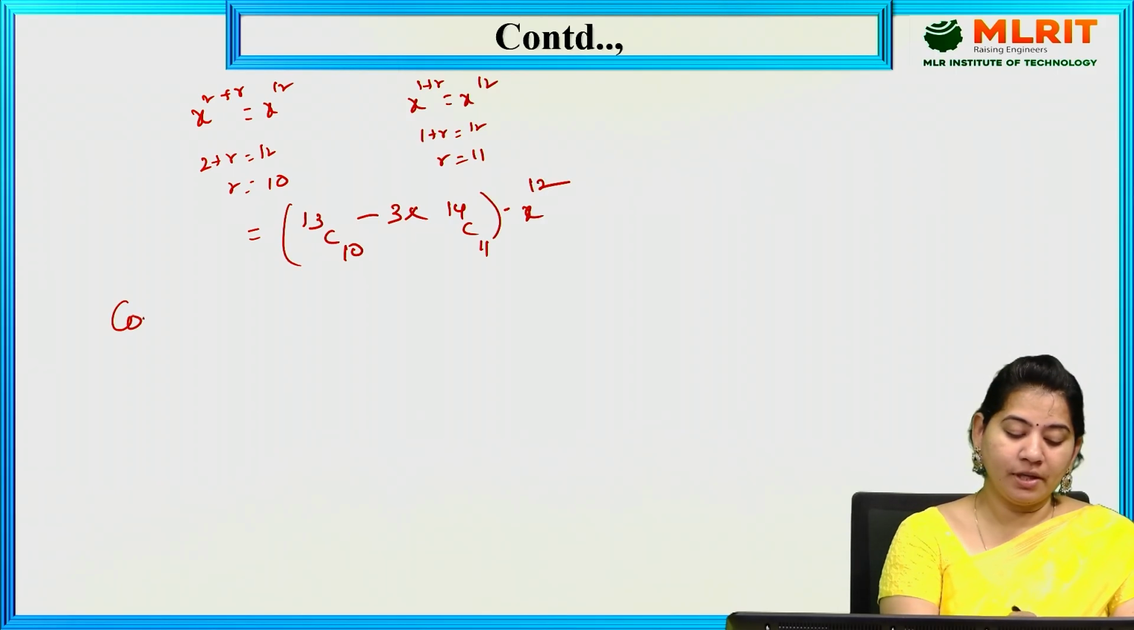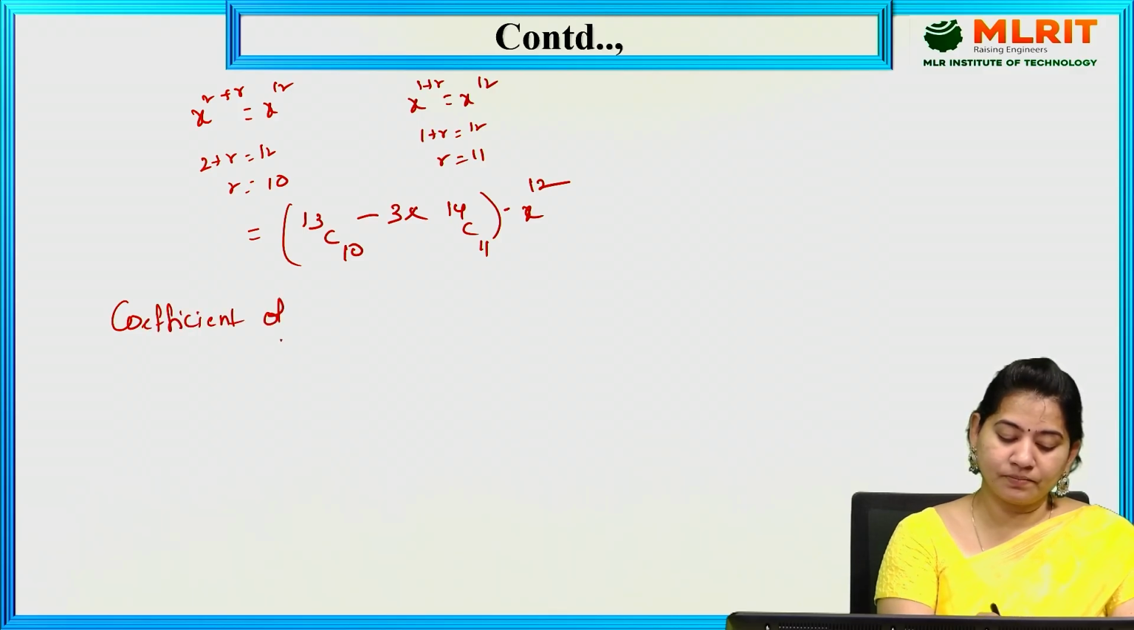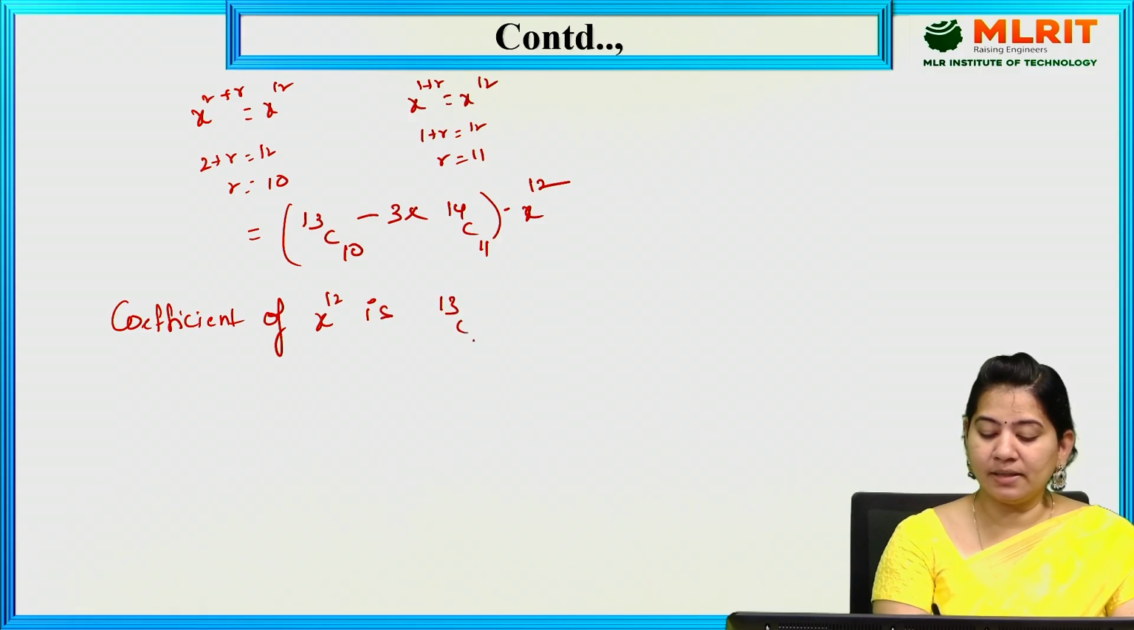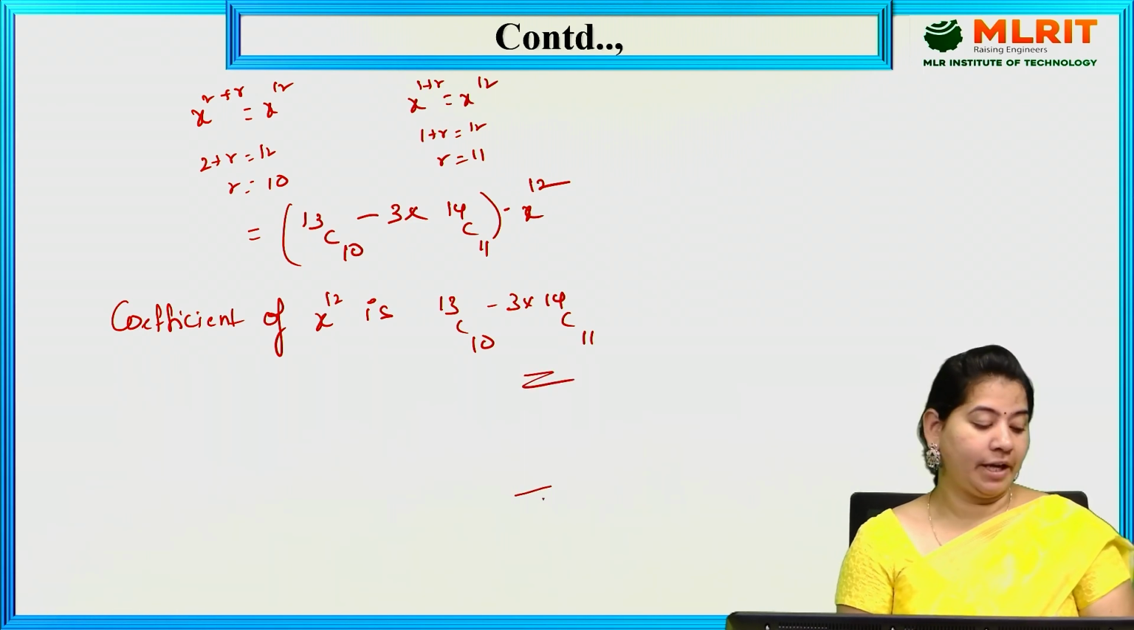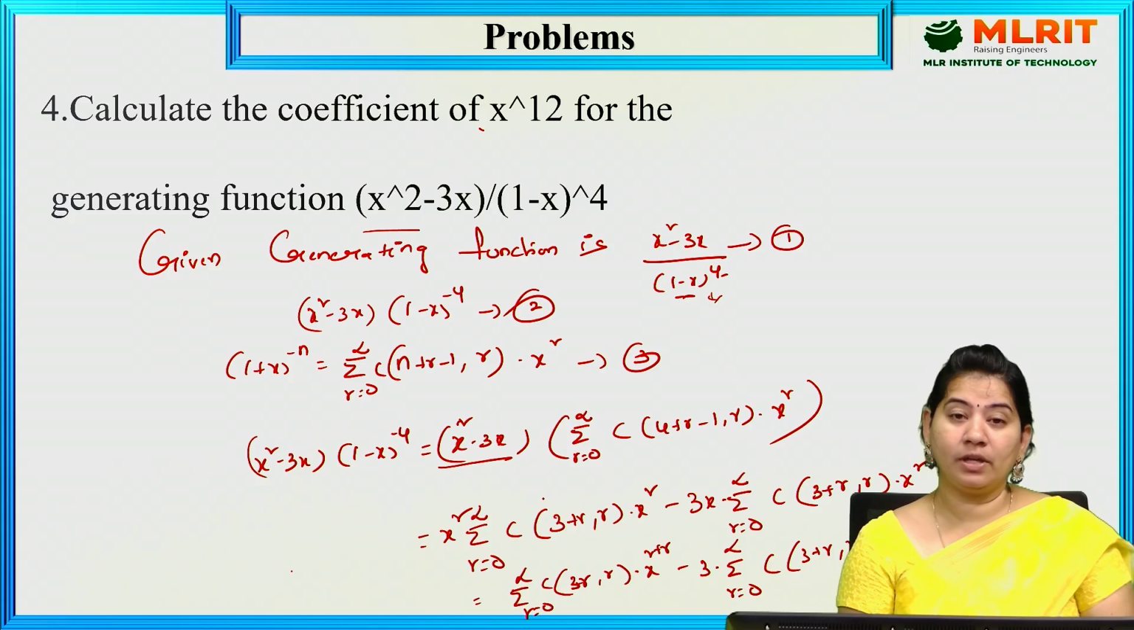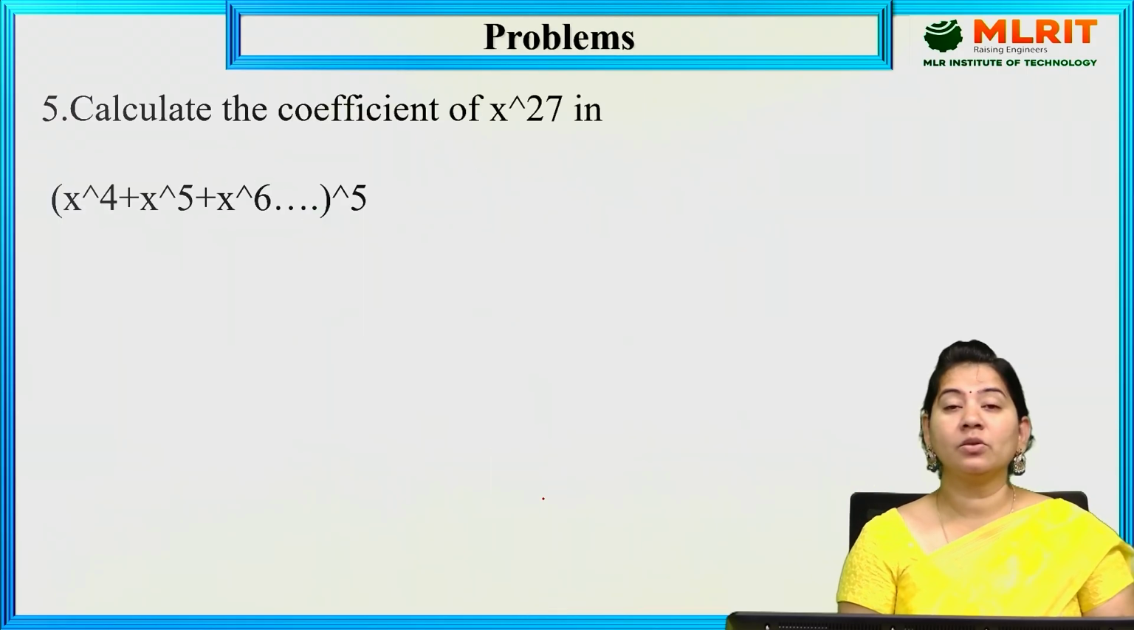So coefficient of x power 12 is 13 C10 minus 3 into 14 C11. This is the answer here. So this is how you have to find out the coefficient of x power 12. We also have another question so that we'll get clarification on how to solve these problems.